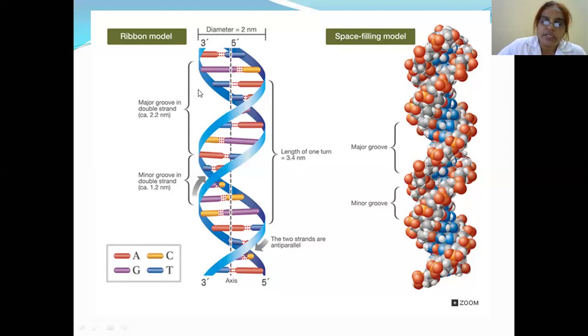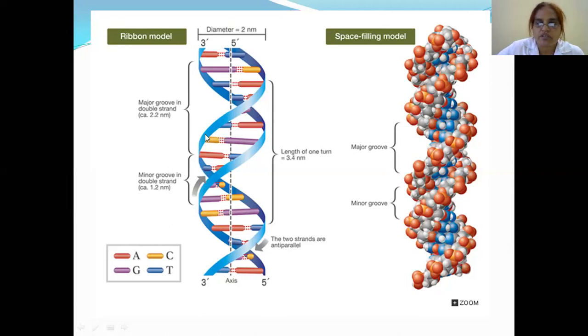And DNA shows the major groove and minor groove. What is the importance of the major groove and minor groove? At the major groove, proteins attach. Which type of proteins? Histones. And at the minor groove, enzymes attach without disturbing the helix.